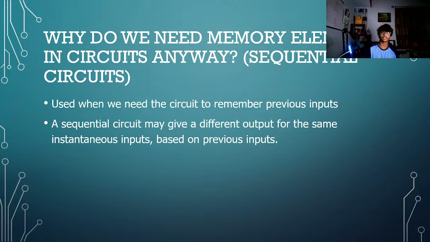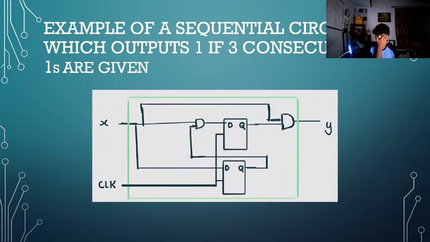Cool. Okay. Now, this is the problem statement that I was talking about before. This is a circuit which outputs one if three consecutive ones are given. Like the same problem statement, this is the realized circuit for that. It's pretty badly drawn, and it's straight from my Sem 2 notes. But yeah, this is the circuit which does exactly that.